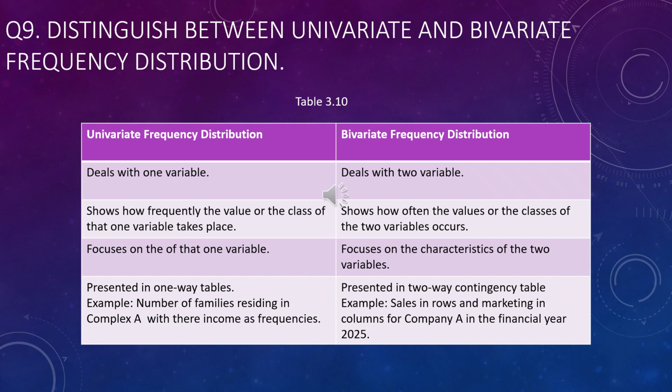The first difference is that univariate deals with one variable while bivariate deals with two variables. The next difference will be what? The univariate frequency distribution shows how frequently the value or the class of the one variable takes place. And bivariate shows how often the values or the classes of the two variables occur.